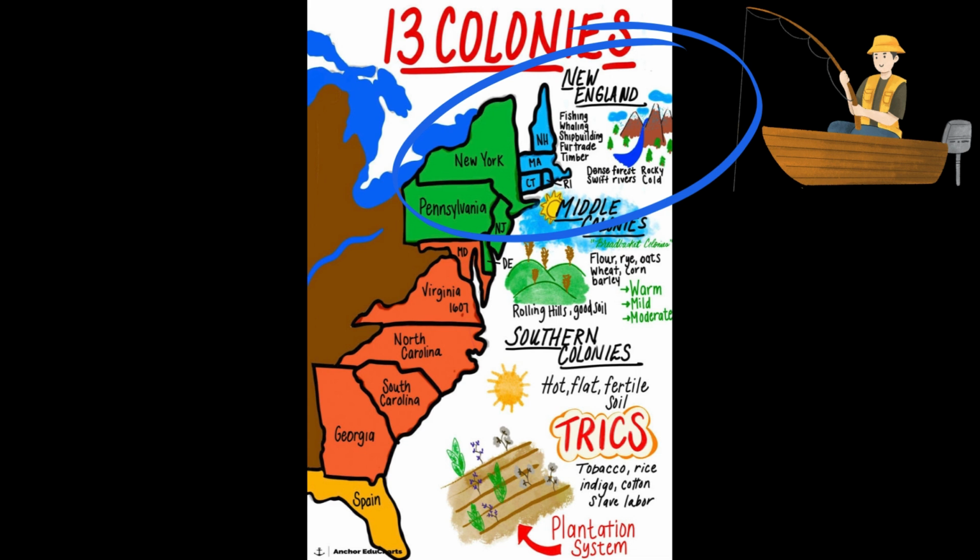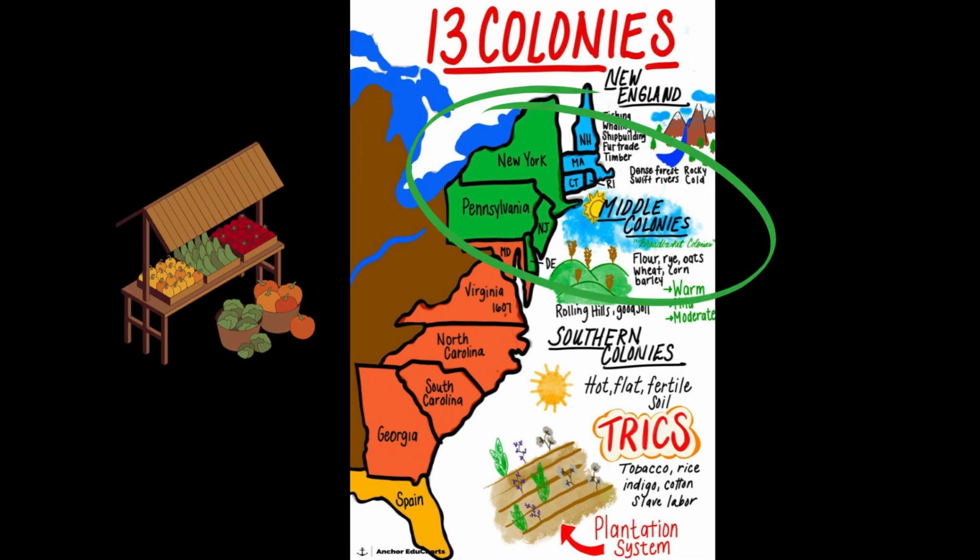Next up, the Middle Colonies: New York, New Jersey, Pennsylvania, and Delaware. This region had rich farmland, which made it a center for agriculture. It became known as the breadbasket of the colonies, producing grain that fed not just the colonies, but also sent exports to Europe. The Middle Colonies were also the most ethnically and religiously diverse, with settlers from across Europe, Dutch, German, and Quaker communities living side by side.